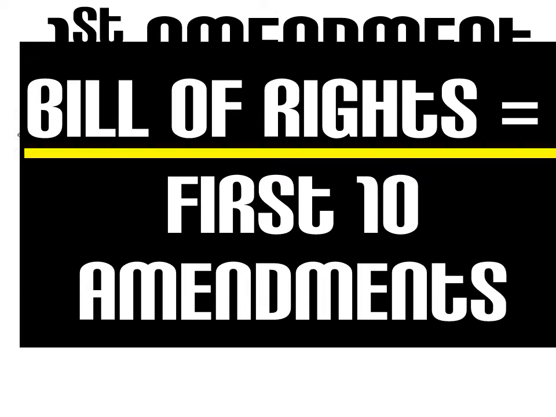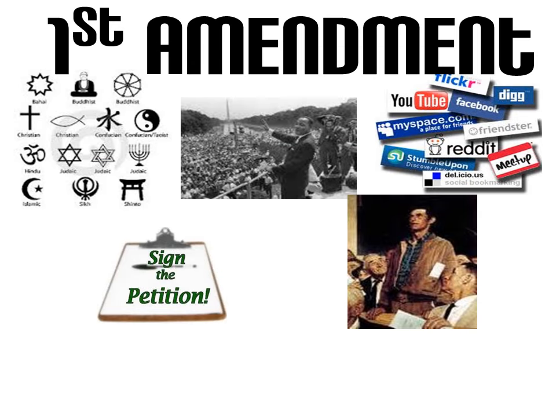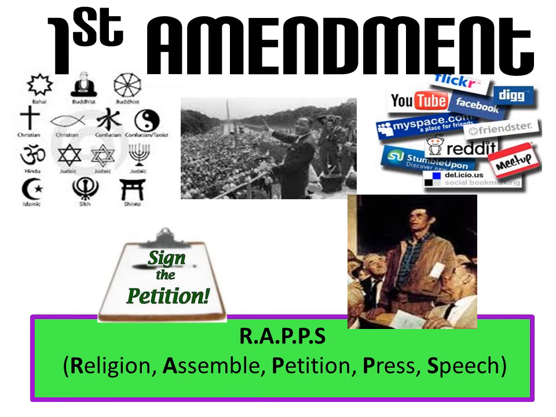So, the Bill of Rights is the first 10 amendments. Let's go through and see what your individual rights are. Your First Amendment has 5 individual rights in it. You can remember this as RAPPS, R-A-P-P-S. The R stands for religion. The A stands for assembly, which means you can meet together as long as it's peaceful. The first P stands for petition, which means you can complain about the government whenever you want. That is your right.